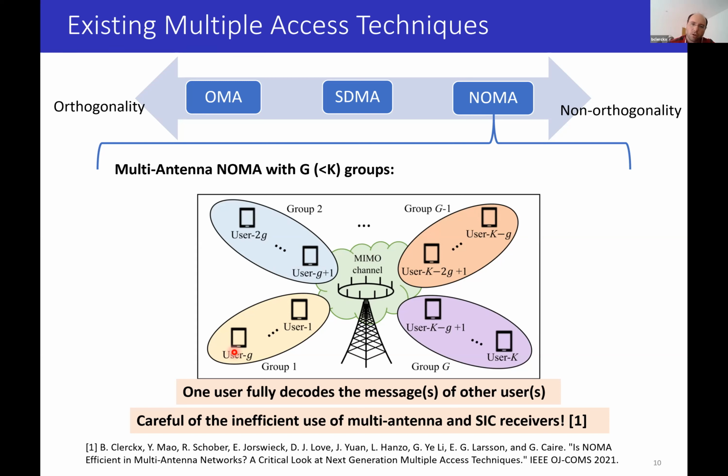So here again, what is key is that one user fully decodes the message of other users. So in other words, one user will fully decode the interference created by the message of other users. And we have to be very careful when we do this, because this leads to actually an inefficient use of multi-antenna and SIC receiver. And this is something that is, to a big extent, completely overlooked in the literature. And I will show you this later on when we see some of those analyses.